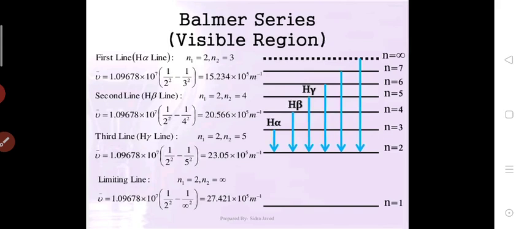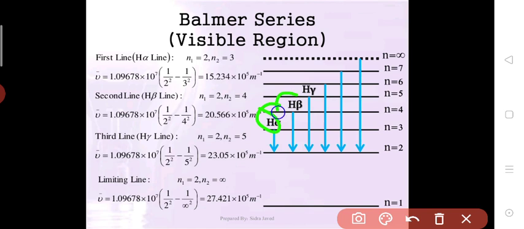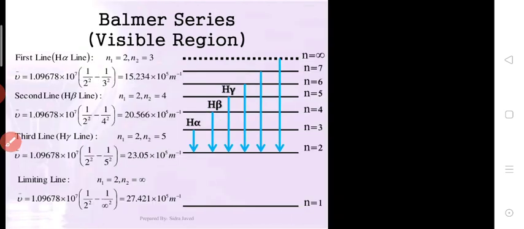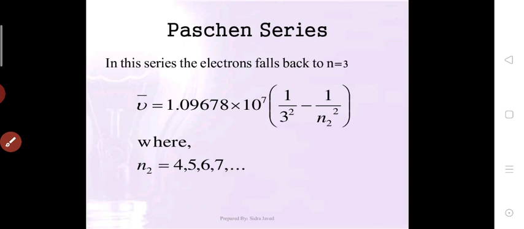For the Balmer series, the first line you get when the electron makes a transition from 3 to 2 is the H alpha line, this one. Next is H beta, next is H gamma, next is H delta and so on. These frequencies lie in the visible region.